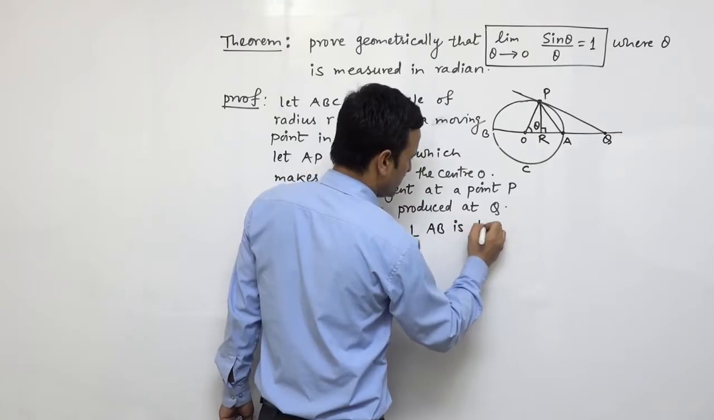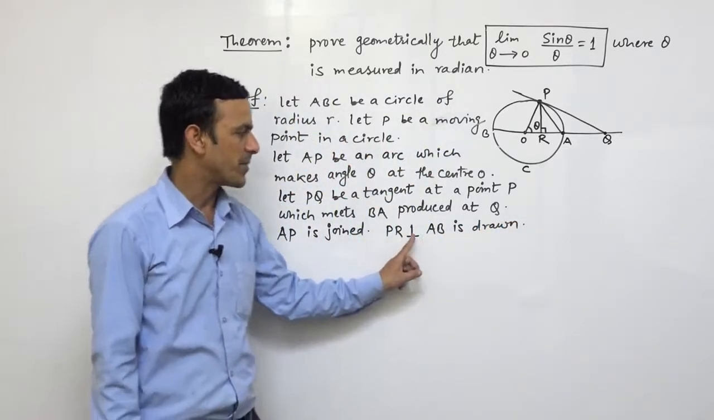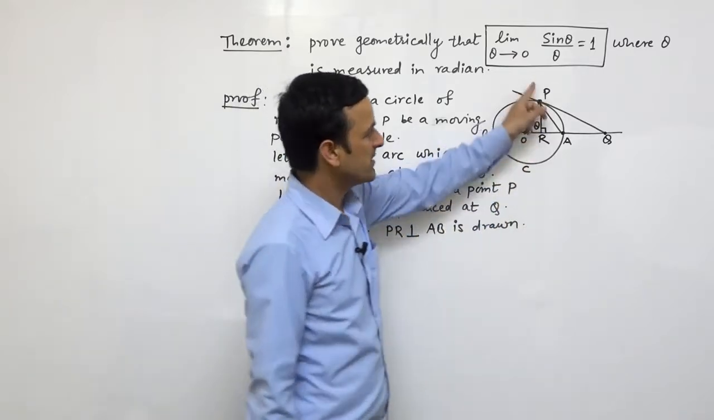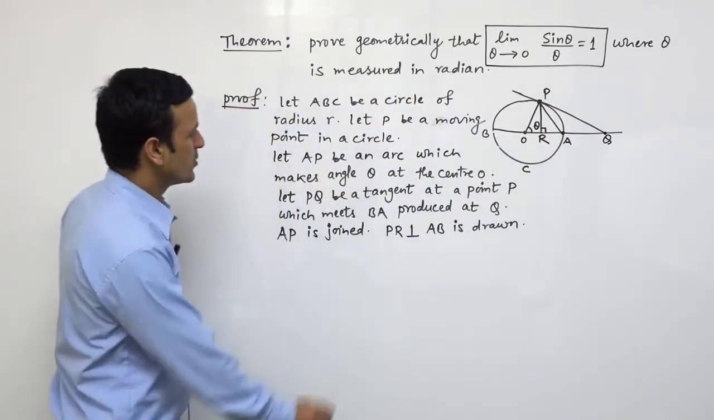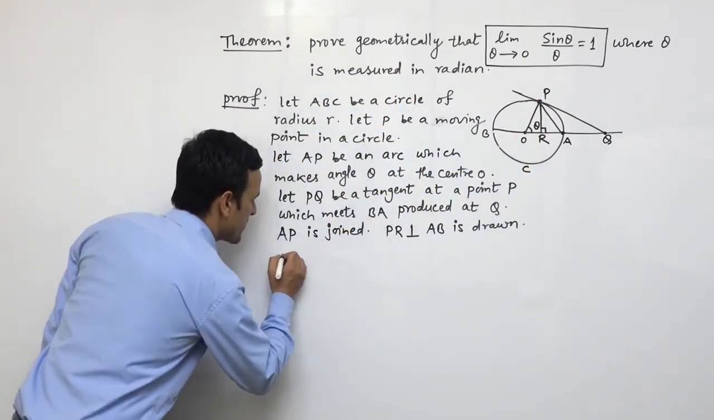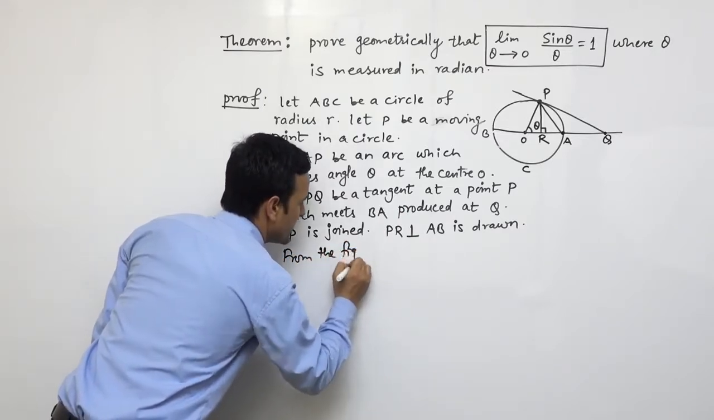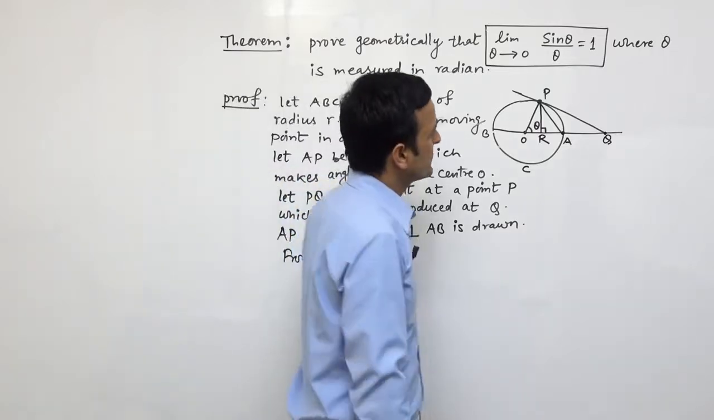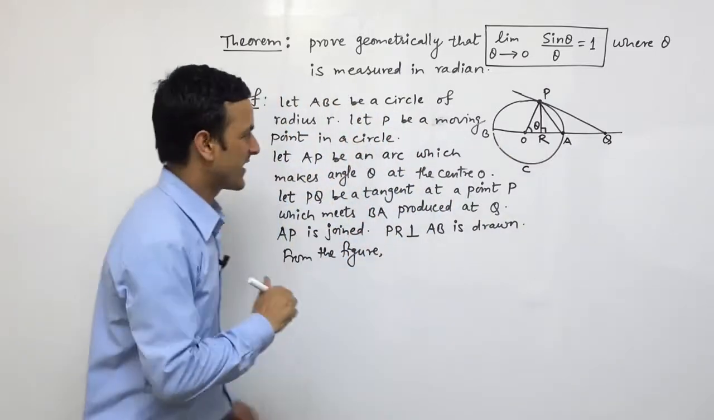AV is drawn. So this is PR perpendicular to AB is drawn. P बाट AB मा हामीले perpendicular draw गरेका छौं. त्यो अनुसार हामी draw गरौं. So from the figure we can see the one of the triangle OAP is one of the triangle.